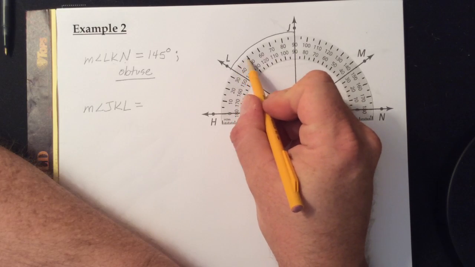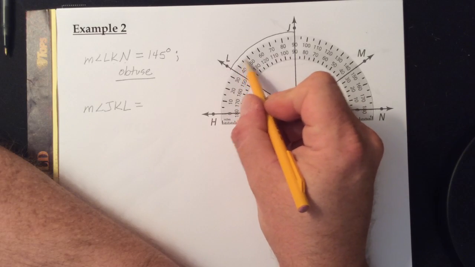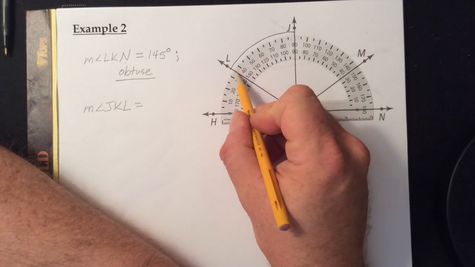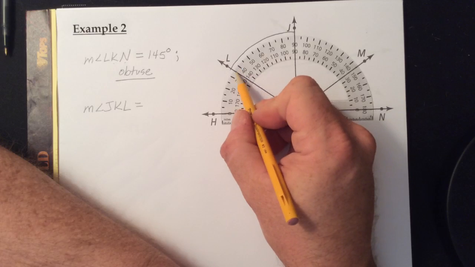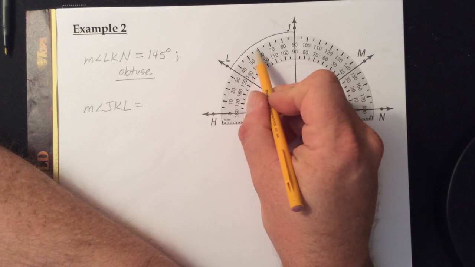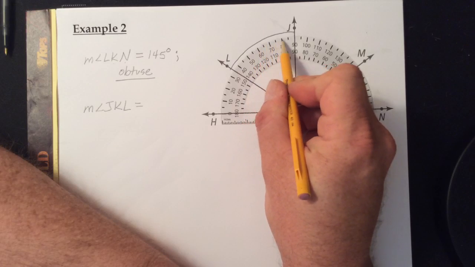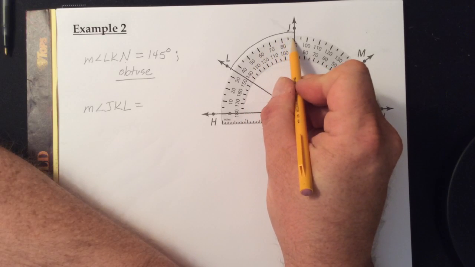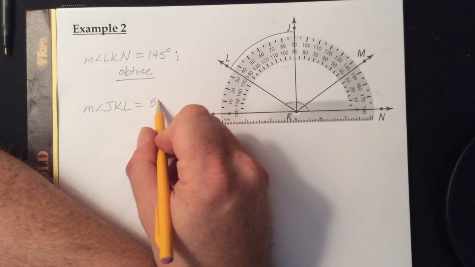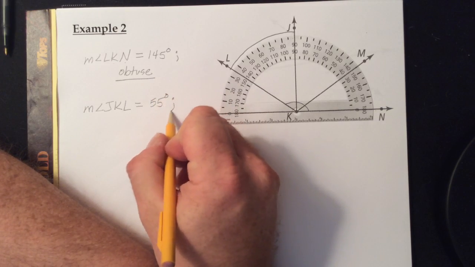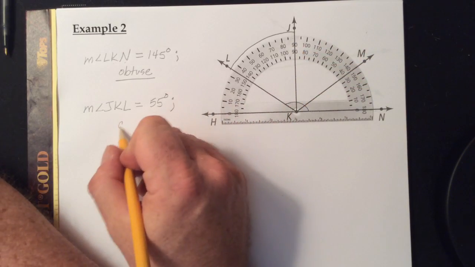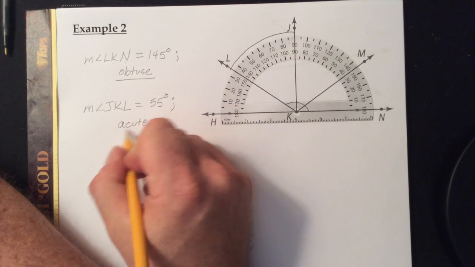Each one of these scales goes by 5 degrees. If you'll notice, it's from 30 to 40 from here to here, so this would be 5 degrees here. So we have 5 degrees, 10 degrees, 15, 20, 25, 30, 35, 40, 45, 50, 55 degrees. So the measure of angle JKL is 55 degrees. And since this angle measures less than 90 degrees, this is an acute angle.